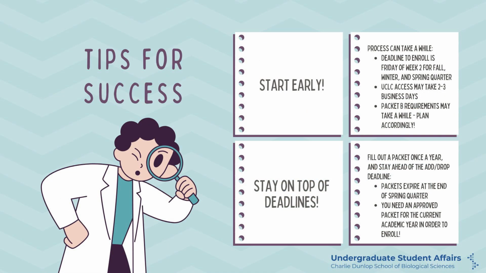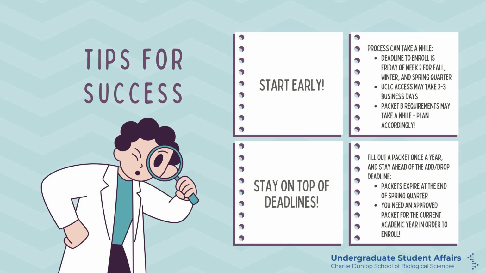So now some tips for success. First, make sure you start the process early. The process for packets, and especially Packet B, may take a while. The deadline to enroll is noon on week 2 Friday for fall, winter, and spring courses, and it's week 1 Friday for summer sessions 1 and 2. So please make sure you start your packet early so you don't miss the deadline even if you get delayed by something.